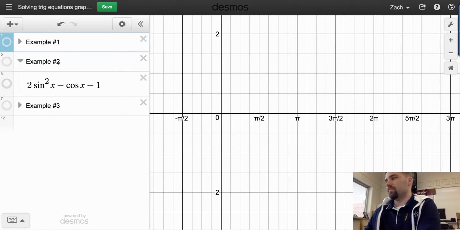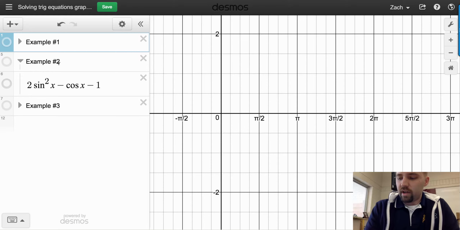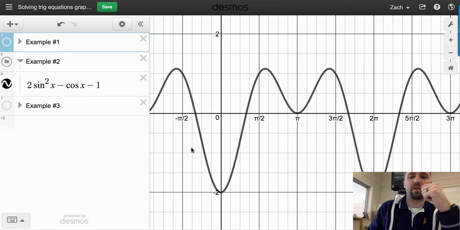Alright, so example 2, what we're trying to do is solve 2 sine squared x minus cosine x minus 1, and that's already set equal to 0. So what we're going to do is graph that, and then we're going to find the x-intercepts. That's what we're looking for when we solve by graphing.